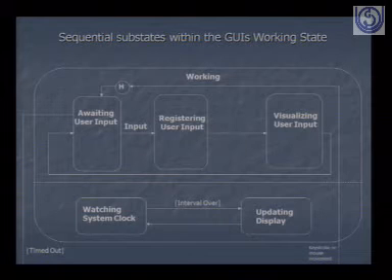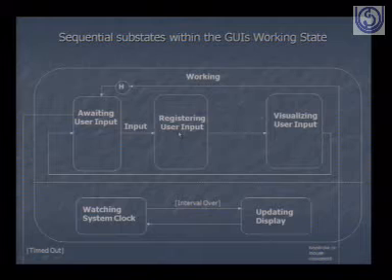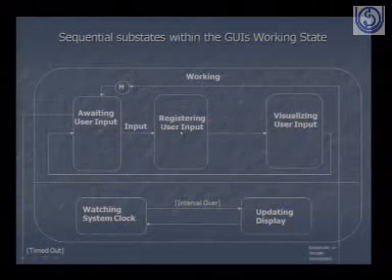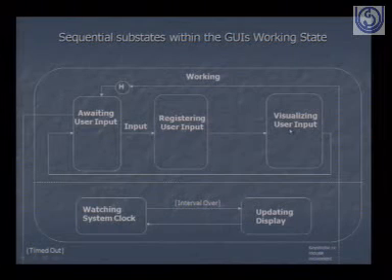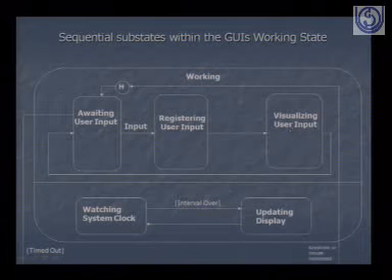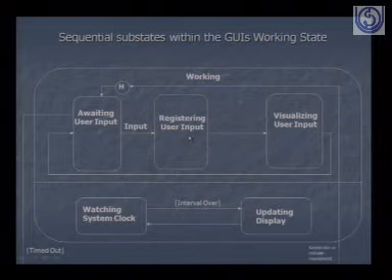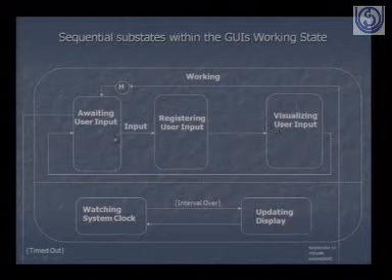Once the user gives the input, that state is transitioned to registering input. So the system is trying to take the input from the user. It is registering the values, and depending upon the action given by the user's inputs, it is visualizing the user's input on the desktop, or else some sort of peripheral is activated. These three substates are called the sequential substates.